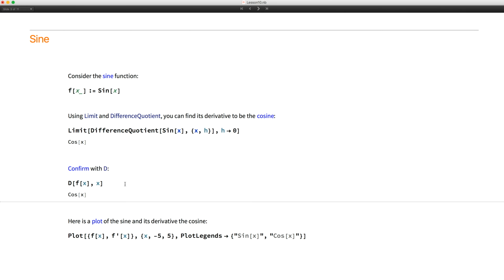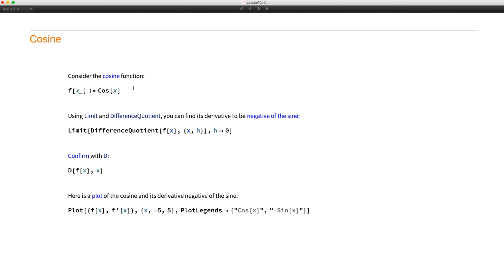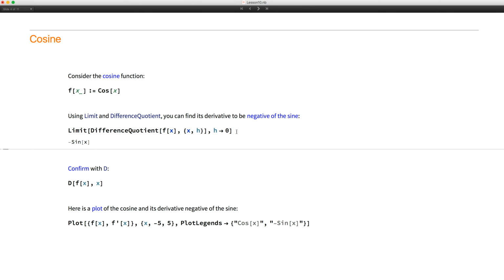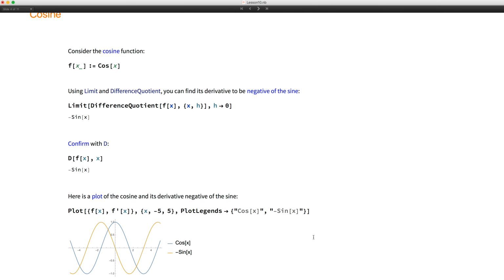Let's confirm that with D, and here's a plot of both functions, sine and cosine. Sine is the function, and cosine is the derivative of the function. Let's go on now to the cosine function. Once again, we apply the definition, and what you get back this time is the negative of the sine. That's important: the derivative of cosine is the negative of the sine function. Let's confirm that with D. You get back negative sine x. And here is a plot of both the function cosine x and its derivative negative sine x.